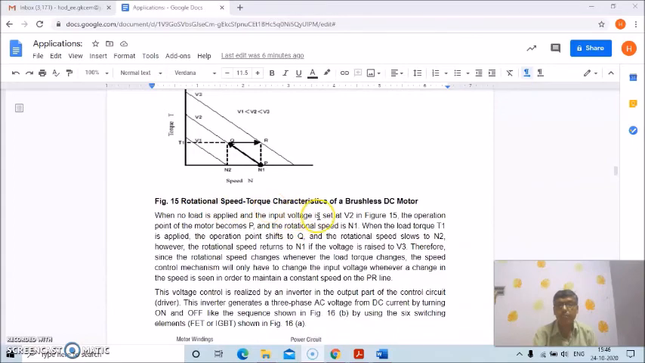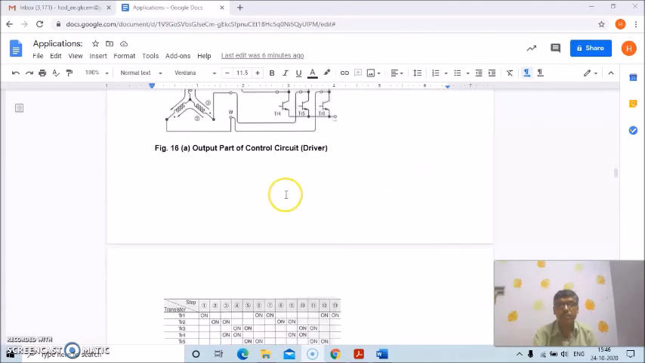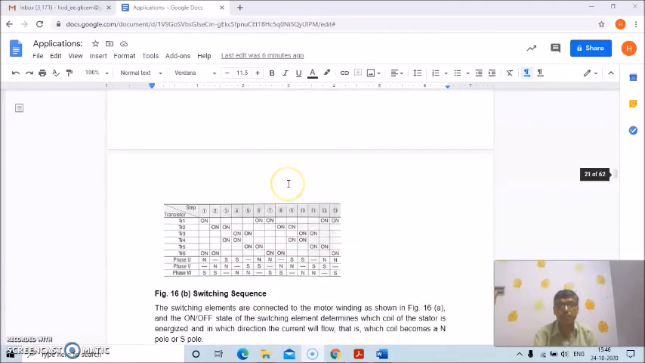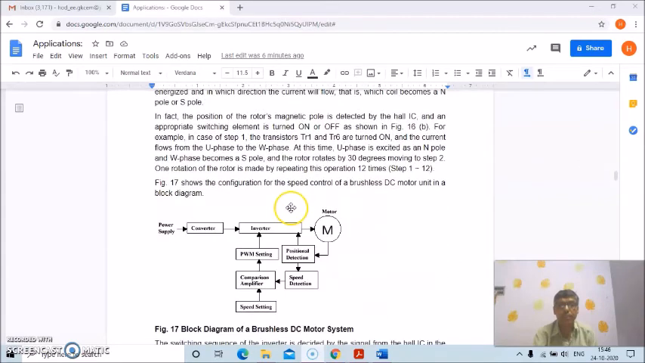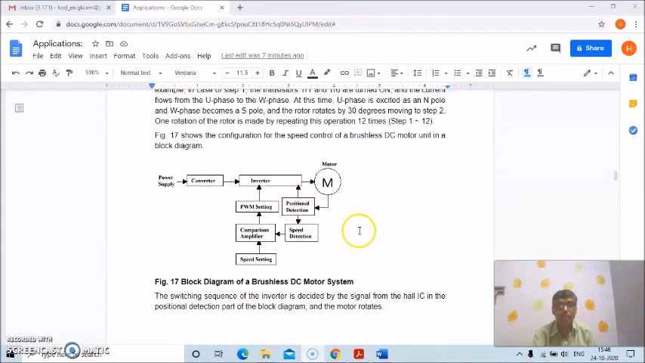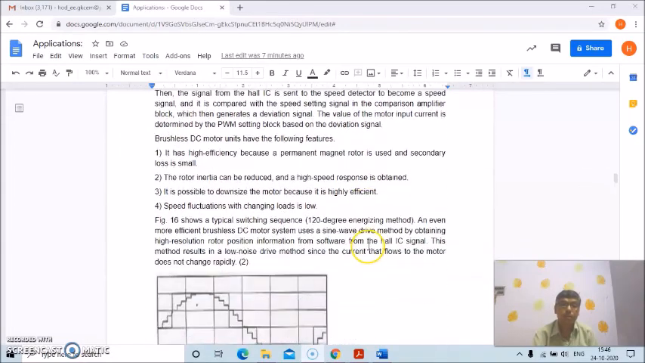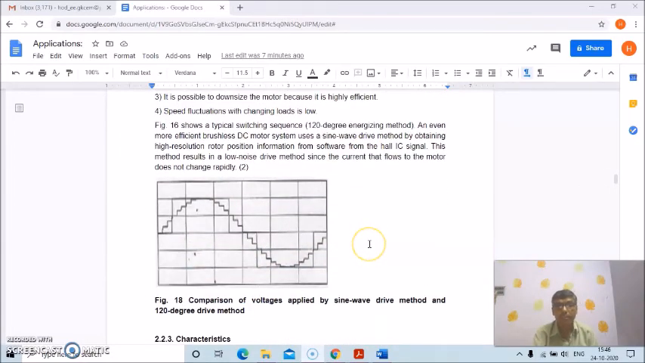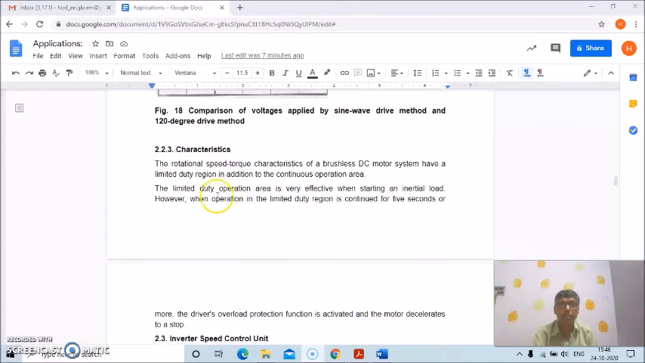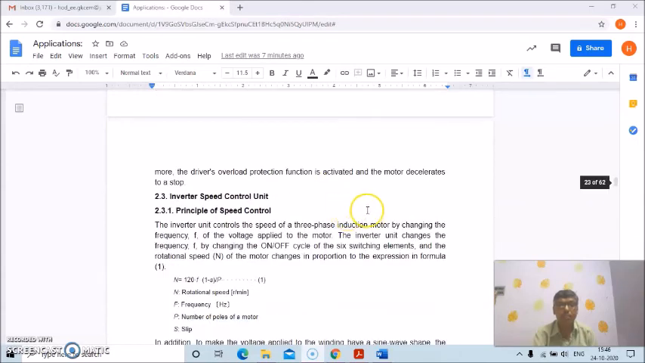rotational speed torque characteristics of the brushless DC motors, output part of the control unit, and driver, then switching sequence, etc. And the block diagram of brushless DC motor systems also we have discussed. And also we have discussed the comparison of voltages applied by sine wave drive method and 120-degree drive methods. And then also we have discussed the characteristics of the inverter speed control unit.